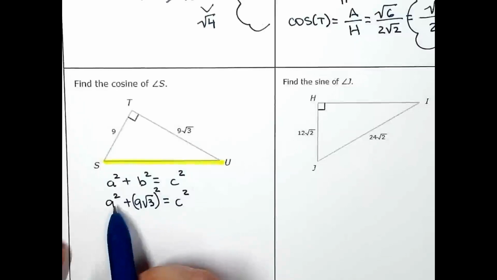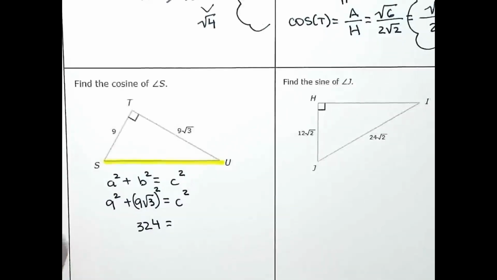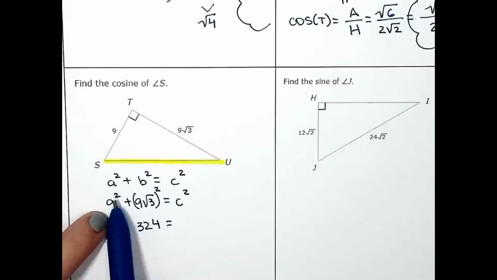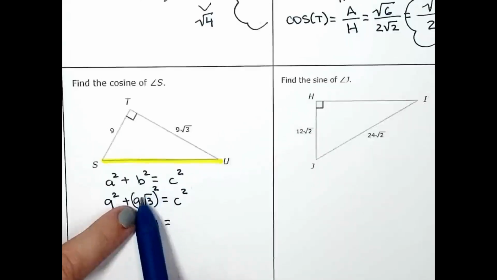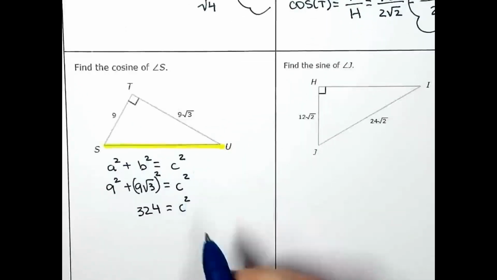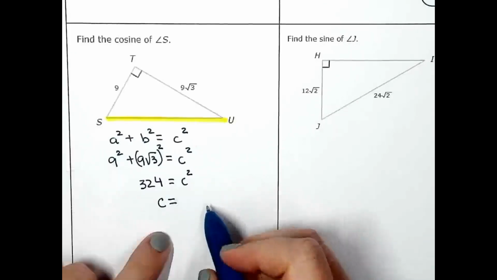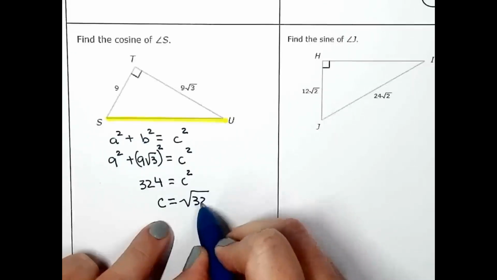All right, put this in the calculator. You get 324. If you want to do this in your head, that's fine. 9 squared is 81, and (9 square root of 3) squared is 81 times 3. But you don't have to show off all the time, you know. So c is the square root of 324.